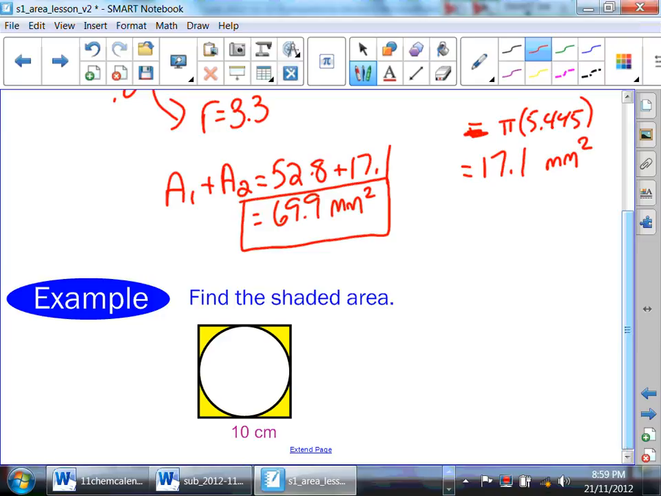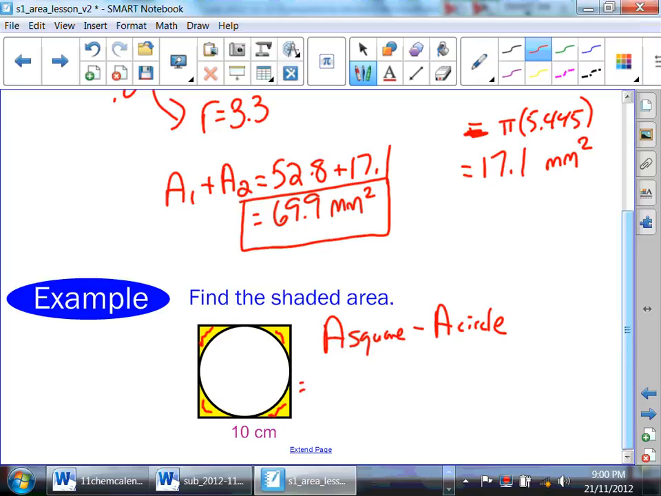Find a shaded area. So what I'm really trying to do is I'm trying to find that yellow area. I'm not trying to find the area of the circle. I'm not trying to find the area of the square. But I'm going to use the area of the circle, and I'm going to use the area of the square to help me find that shaded area. How will I do that? Well, basically, here's what I need to do. I need to find the area of the square and subtract the area of the circle. And the space that's left over is the shaded space between the two objects.